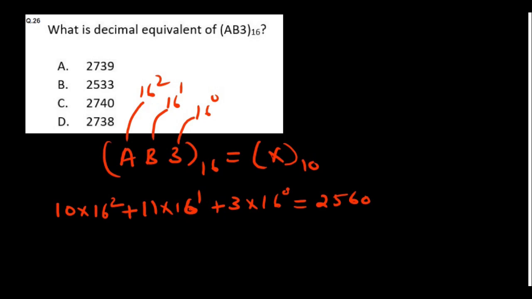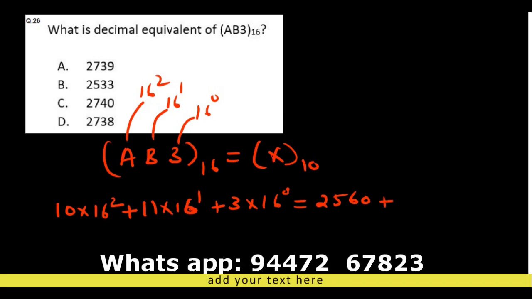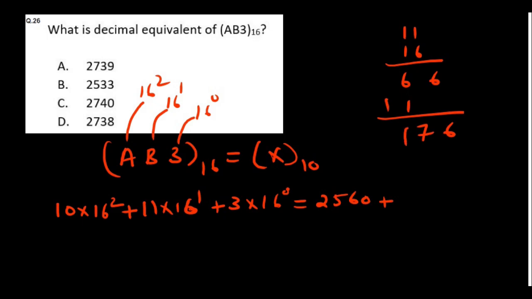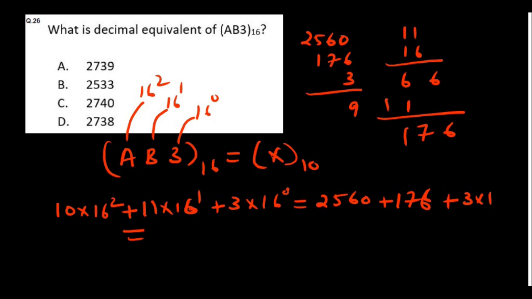2560 plus 11 multiplied by 16, which is 176, plus 3 multiplied by 16 to the power 0, that is 3 multiplied by 1. 2560 plus 176 plus 3, which comes to 2739. So the first option is the answer.